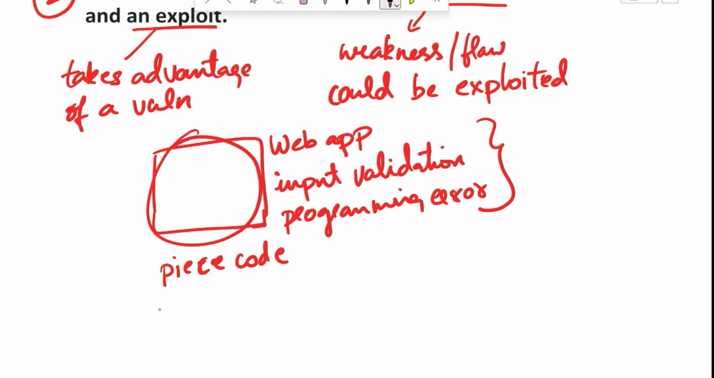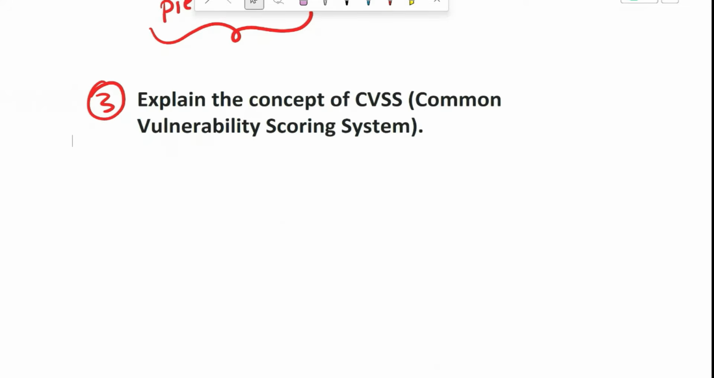The exploit is the malicious code or technique that an attacker uses to manipulate the vulnerable input validation and achieve their malicious goals. Now let's go to the next question. Explain the concept of CVSS, Common Vulnerability Scoring System.